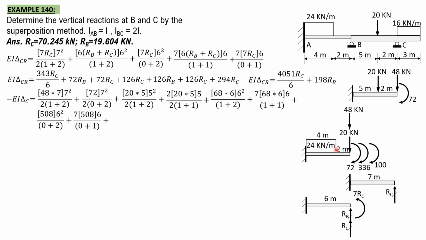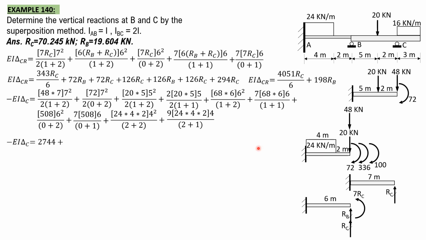Then the contribution of this 24 kilonewton load, the moment is 24 times 4 times 2. So it will deflect down, which contributes to deflection at C. So 24 times 4 times 2 times 4 square, the length, over 2 plus 2. Then because there is slope here, and the distance 2 plus 5 plus 2 is 9, so 9 times 24 times 4 times 2, 4 over 2 plus 1, its contribution here.